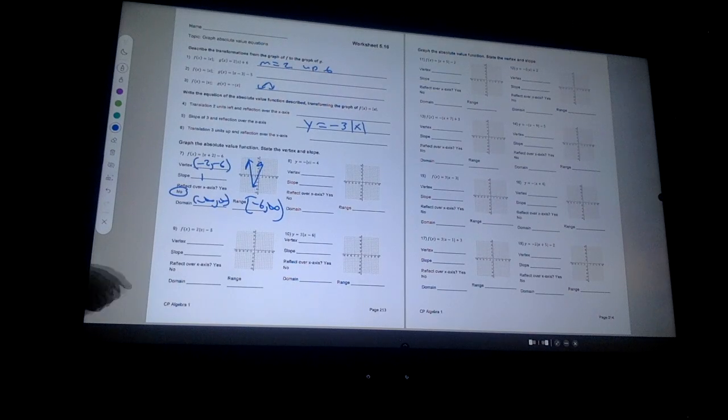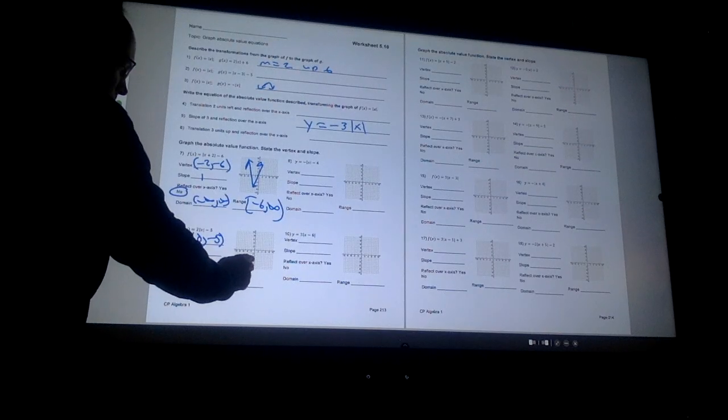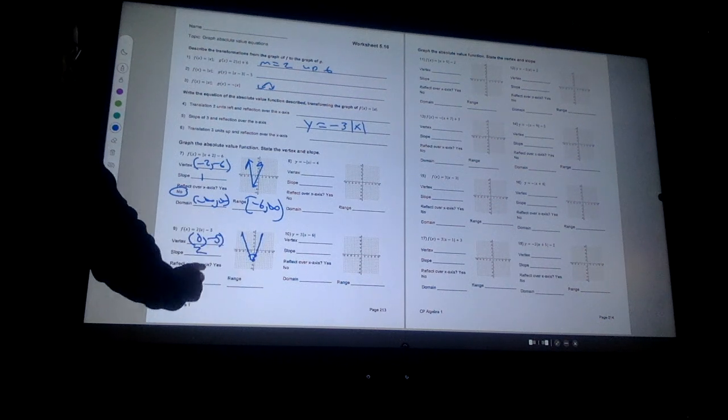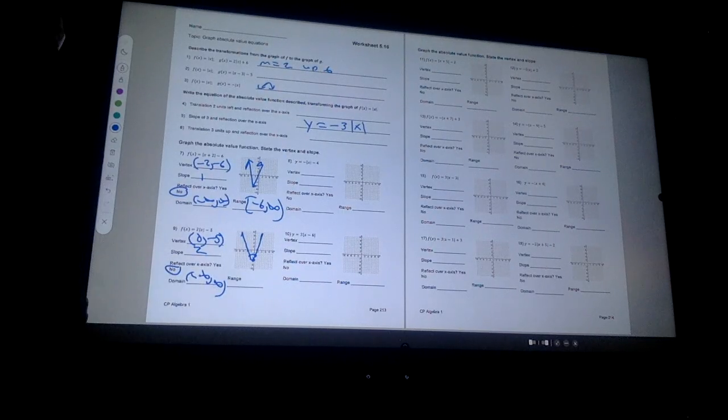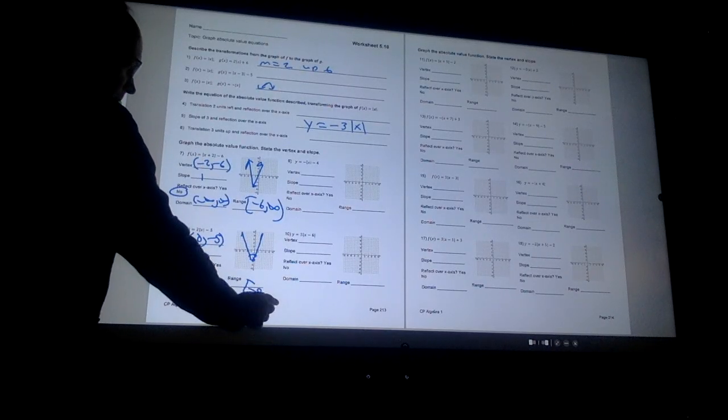Number 9, our vertex is going to be 0, negative 5. Slope is going to be up 2, right 1. So it's going to be kind of skinnier. Slope is 2. Reflect over the x-axis. No. Domain, negative to positive infinity. Have you noticed the domains are the exact same? So range is going to go from negative 5 to infinity.